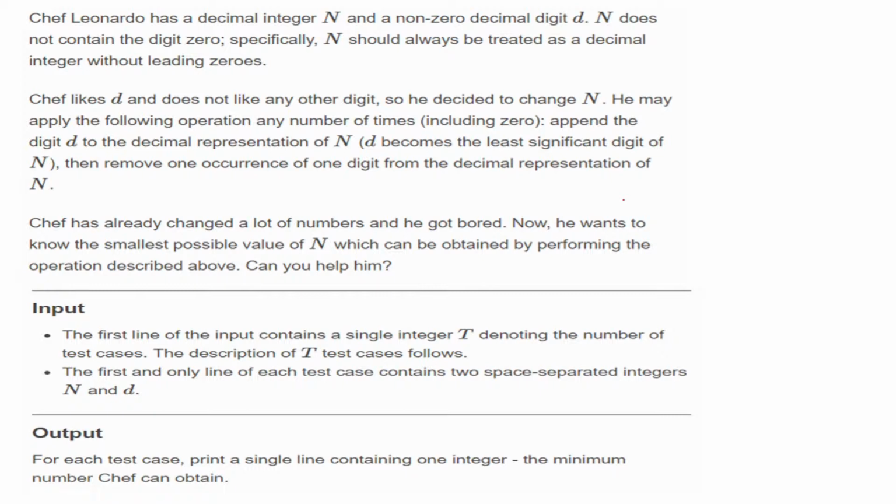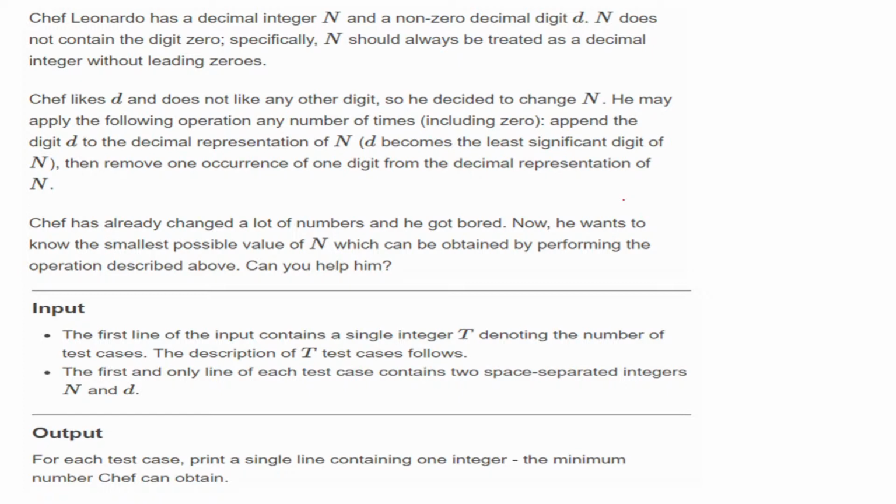So the operation given here is that we are given a number N and a digit d. We need to find the smallest value of N by applying two operations basically. First of all, we will be appending the digit d to the last of the number N and then removing one occurrence of one digit at a time from the number.